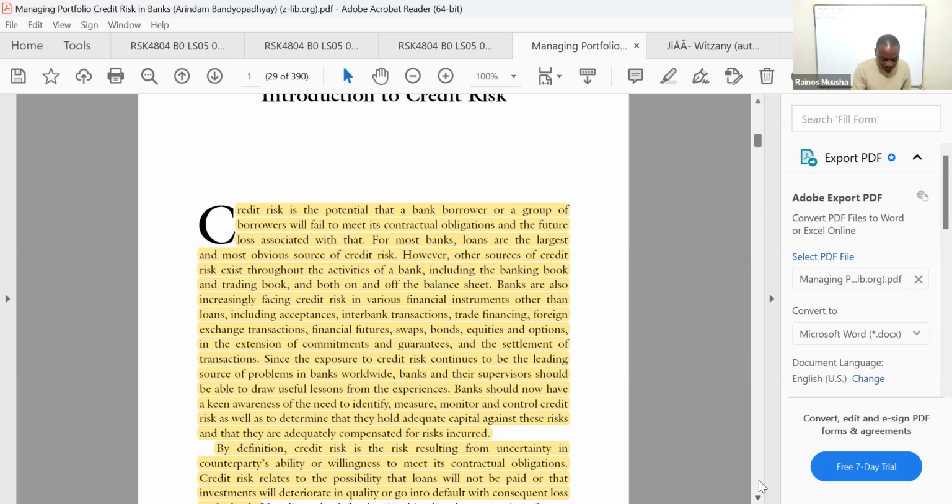Since exposure to credit risk continues to be the leading source of problems in banks worldwide, banks and their supervisors should be able to draw a useful lesson from the experiences. So banks should now have a keen awareness of the need to identify, measure, monitor, and control credit risk, as well as determine that they hold adequate capital against these risks and that they are adequately compensated for risks incurred as well.